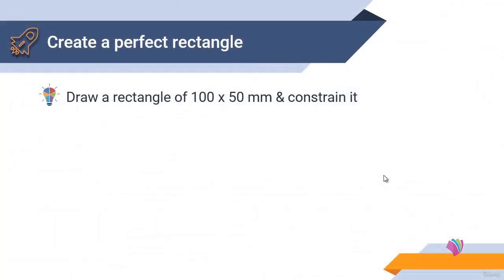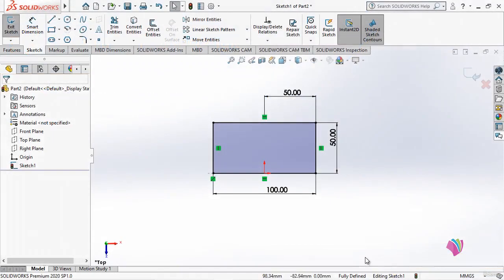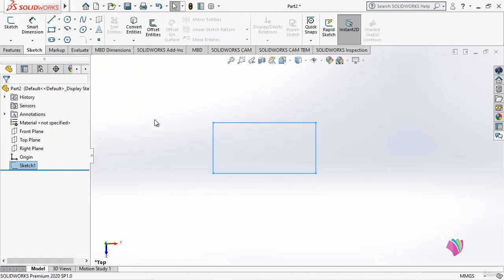Now that we have created a completely constrained rectangle of 100 into 50, the next step is to find the tool which is used for exiting the sketch application. Now in SolidWorks we have to find the term exit sketch or exit workbench or exit application. Anything with an exit. You can see first we will move over to the left top corner. Here we have this exit sketch. Just click on this and the sketch has been exited. You can see the color and the dimensions have gone. So this is the solid modeling application of SolidWorks.